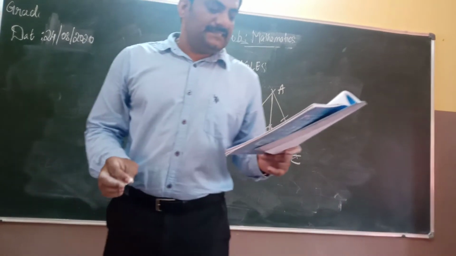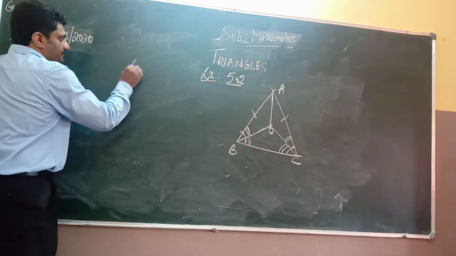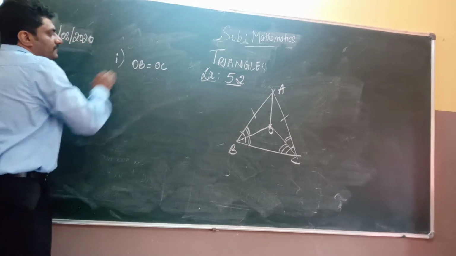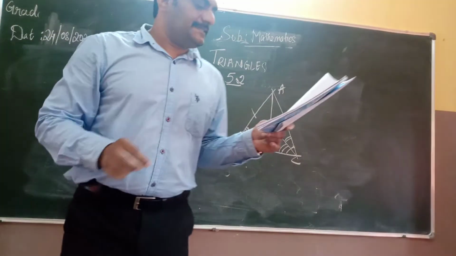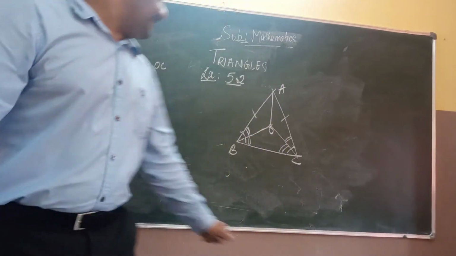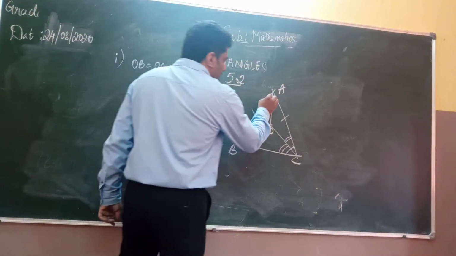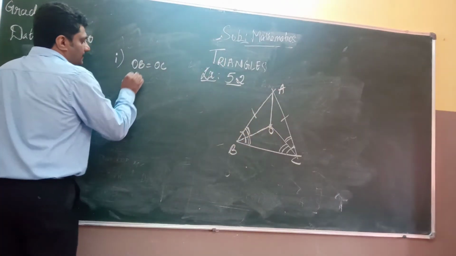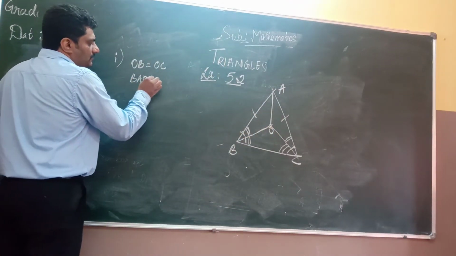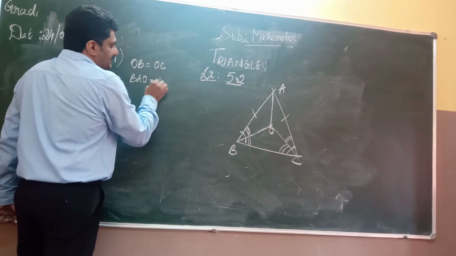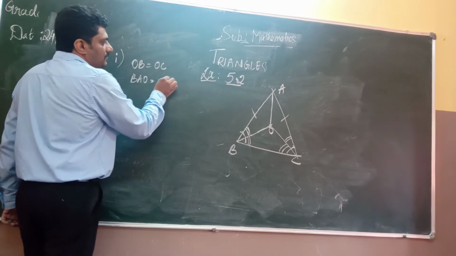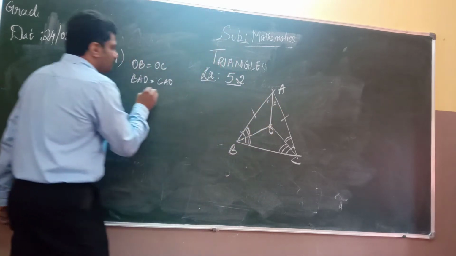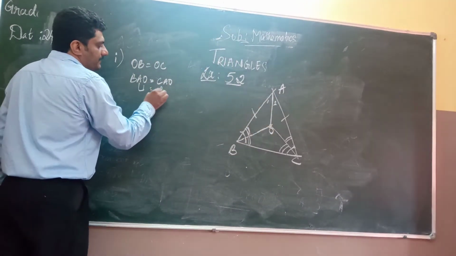Now in this case, OB is equal to OC. That's the first thing you have to prove. The second one is AO bisects angle A. That means angle BAO is equal to angle CAO. Let's assume this is angle 1, this is angle 2. So we have to prove angle 1 is equal to angle 2.